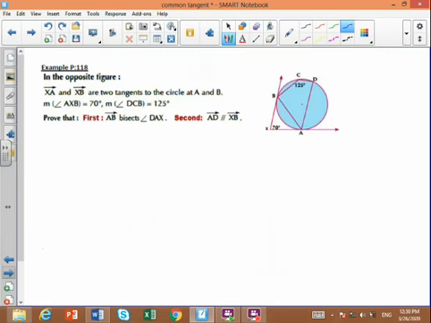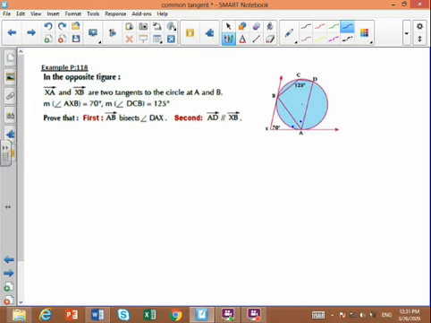This is an example. In the opposite figure, XA and XB are two tangents to the circle at A and B. Measure AXB equals 70 and measure angle C equals 125. First, prove that BA bisects angle DAX. So I have here to get angle DAB and angle BAX. If they are equal, then BA bisects it.